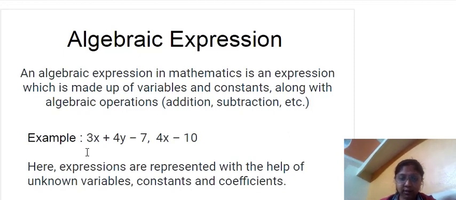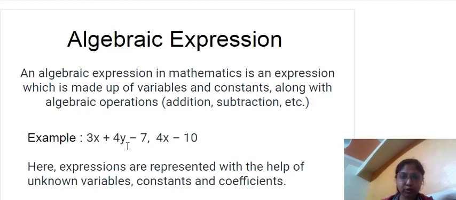And all these terms of the algebraic expression, the terms here are 3x, 4y and 7. All are bound with the help of algebraic operations of addition and subtraction. So this whole makes an algebraic expression.